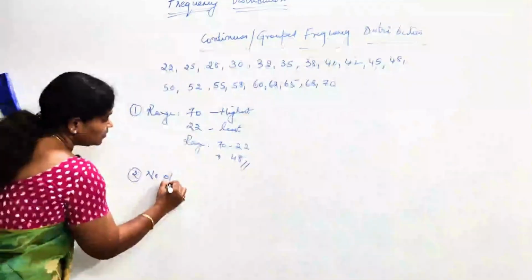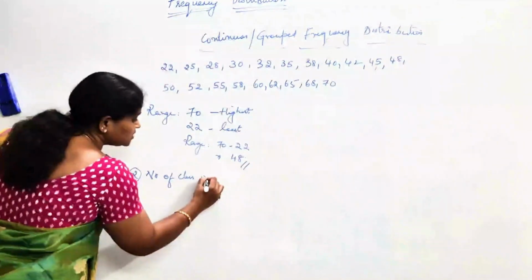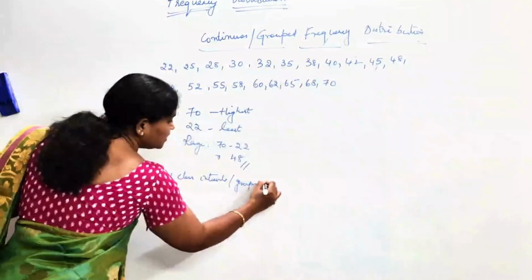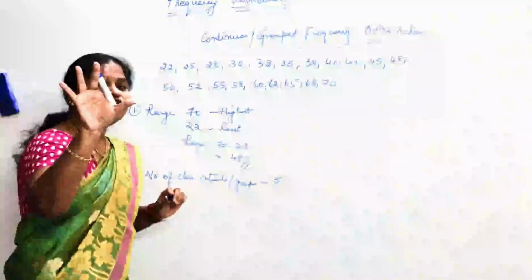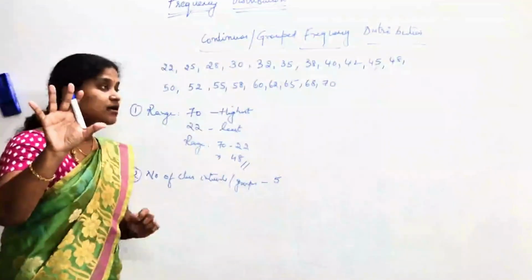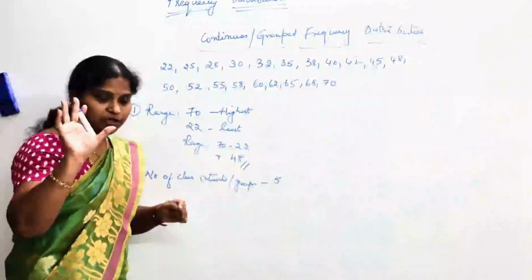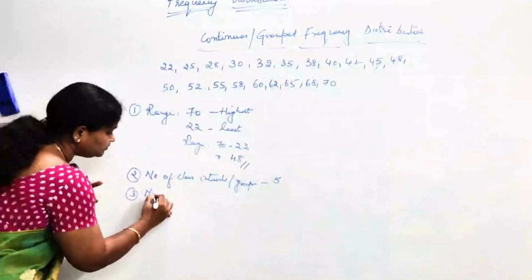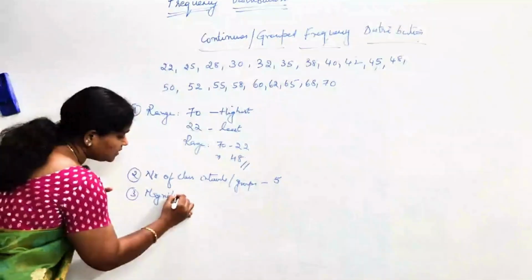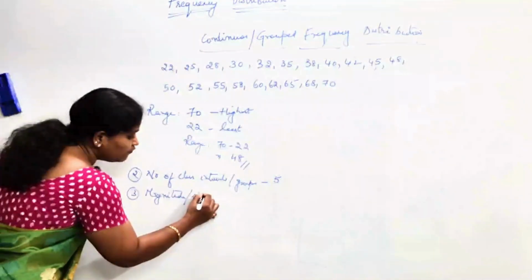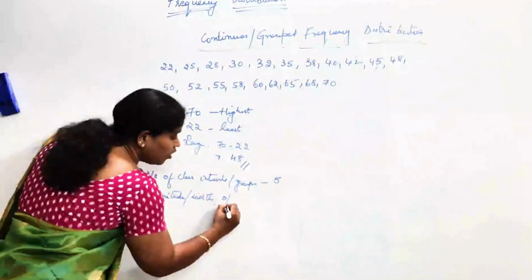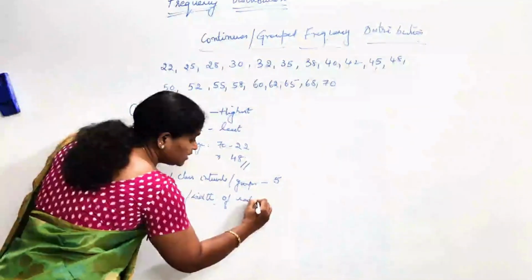Number of class intervals or groups the data can be divided into is 5. I take 5 groups into which the total data is divided. Now, what is the width of each group? Magnitude or width of each interval.